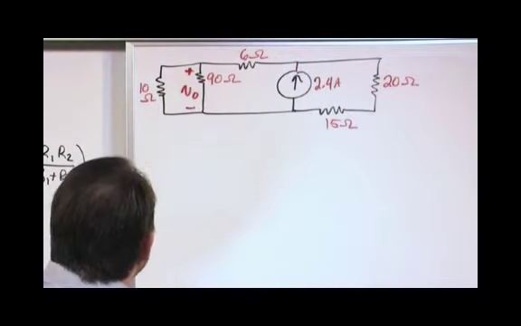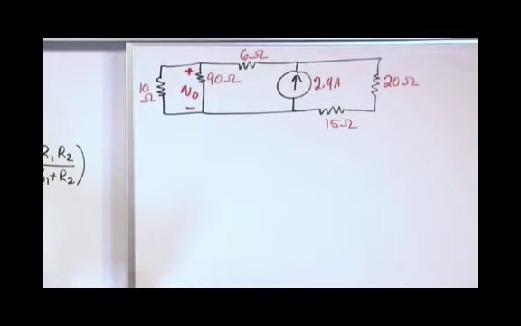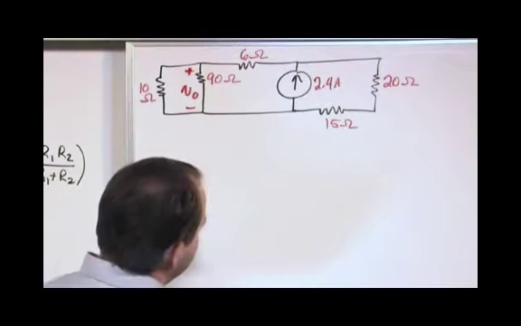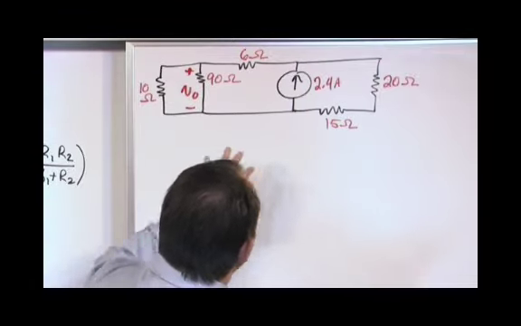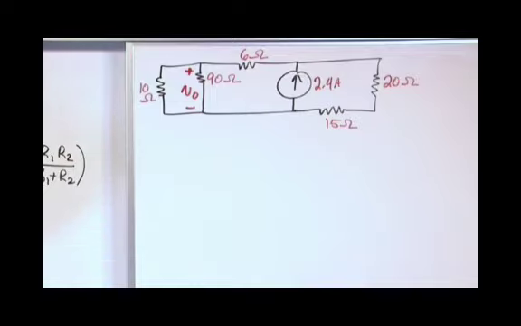We know how to do series parallel reduction, so we can simplify this circuit into something that looks like a traditional current divider. Then we can use the current divider equations to find the current going this way, and then we can find that voltage. So we're going to apply what we know now to solve this problem.